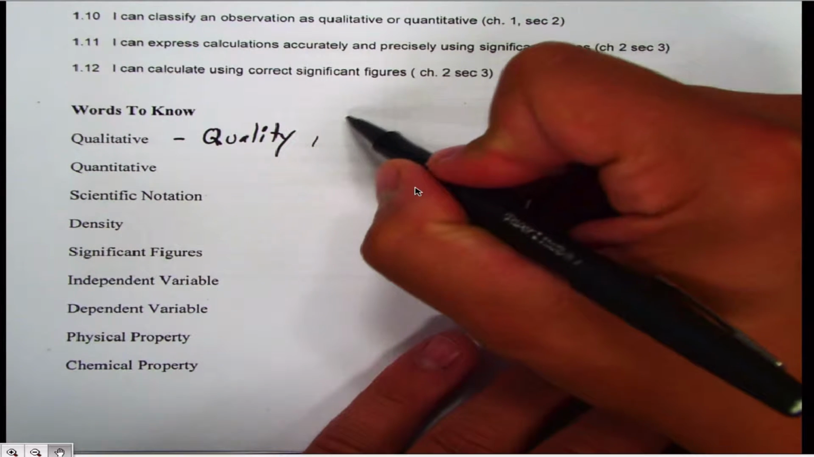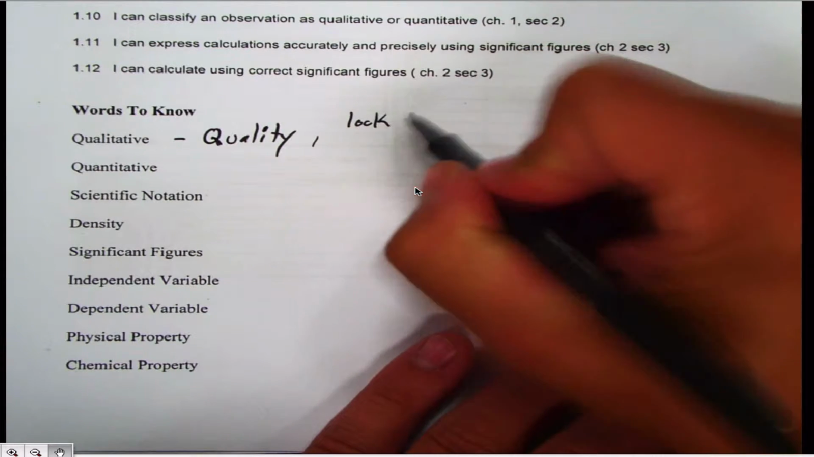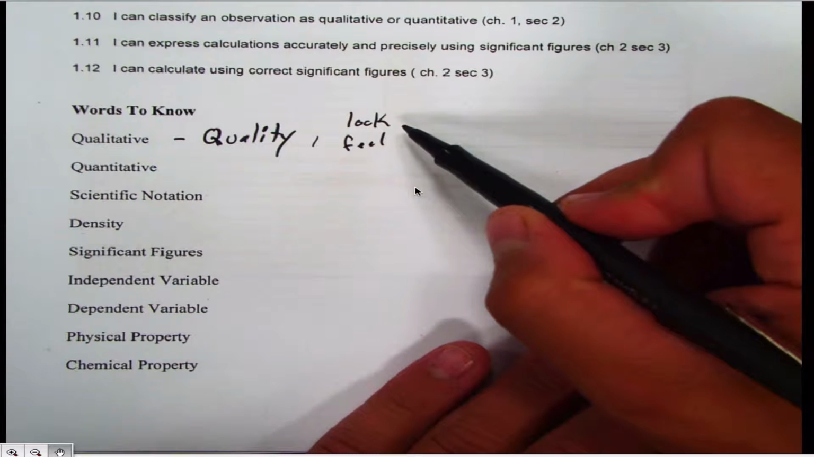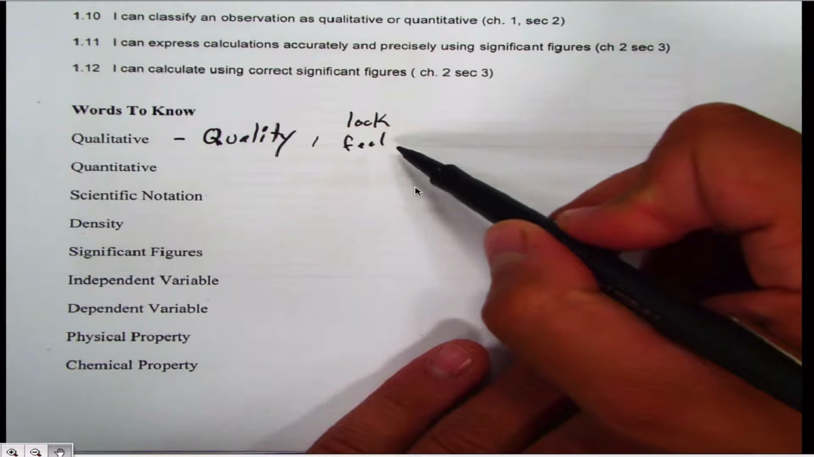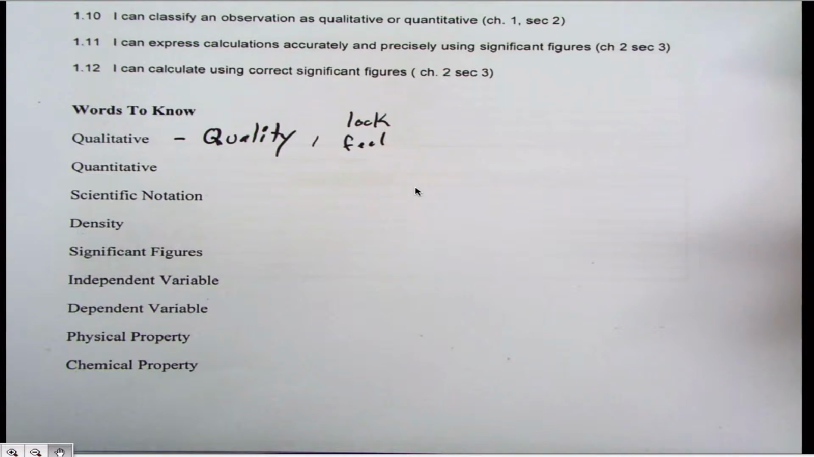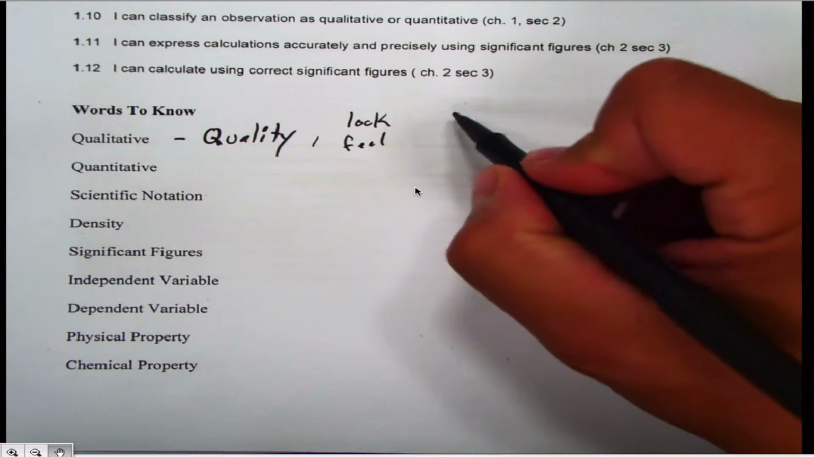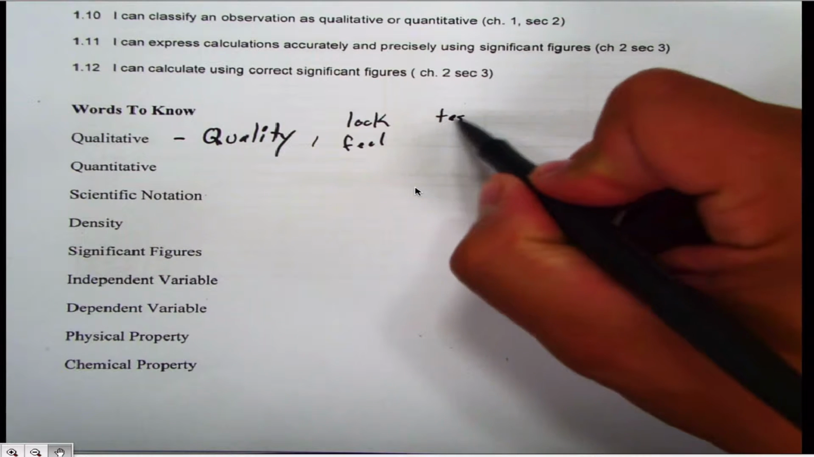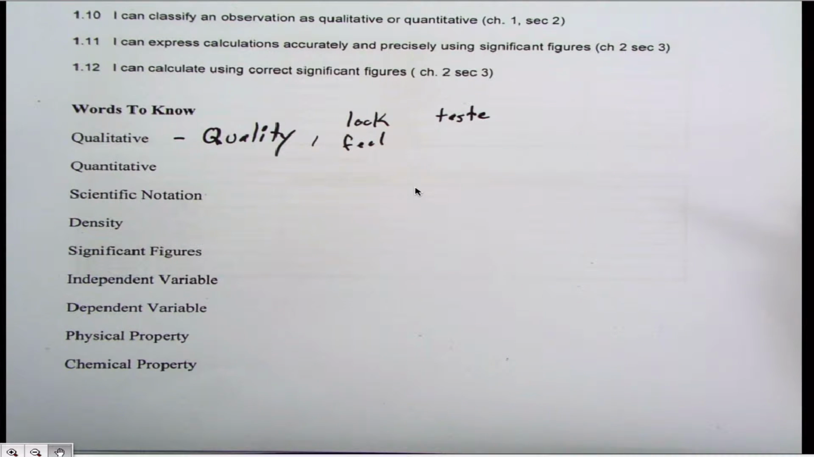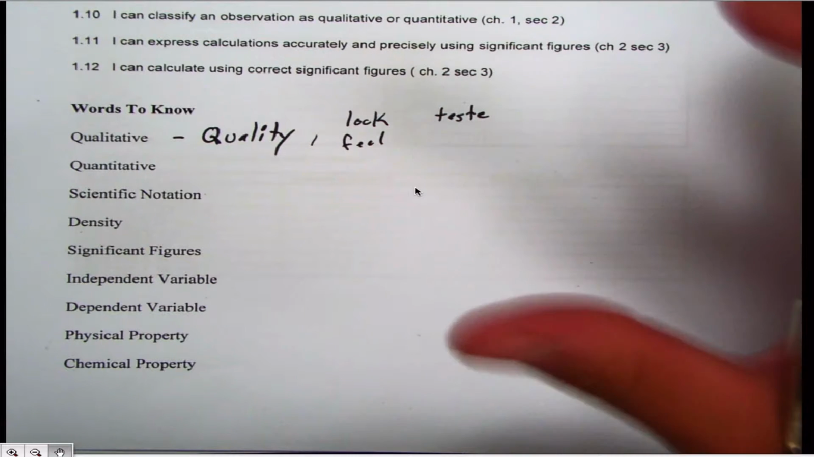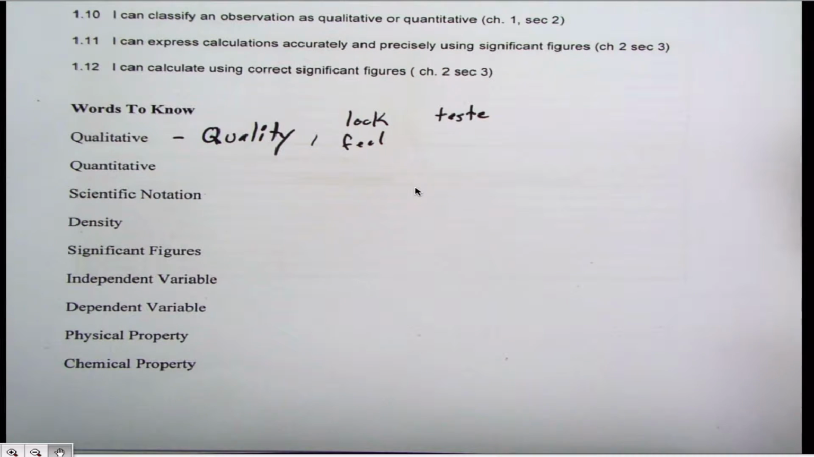So look, feel. When we're talking look, like colors, shapes, things like that. Feel, texture. Is it rough? Is it smooth? Is it clear? Look, touch, feel. Taste, we don't want to talk about taste, especially in a lab setting, but sometimes, yeah. Look, feel, touch, taste. Remember, taste is teacher discretion. Don't taste stuff in the lab just because you feel like it.